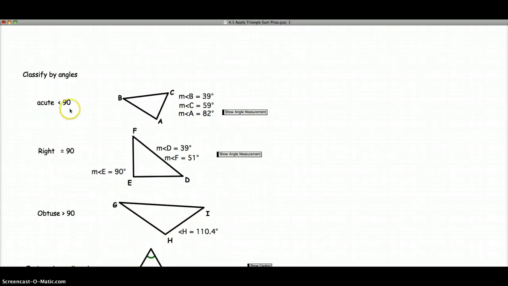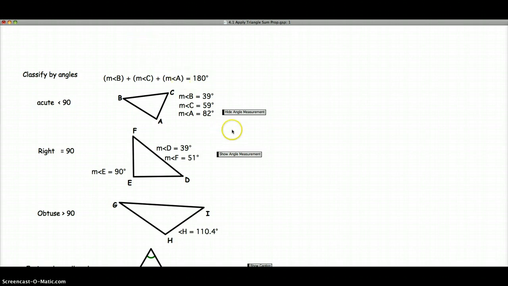Okay, again, just kind of a review of classifying triangles by their angles. An acute triangle has 3 angles that are less than 90 degrees. Okay, so this would be your acute triangle. Notice that all 3 of these angles add up to 180 degrees. So the measure of angle A plus the measure of angle B plus the measure of angle C equals 180 degrees. All triangles equal 180 degrees. We should already know that. That shouldn't be anything out of the ordinary.